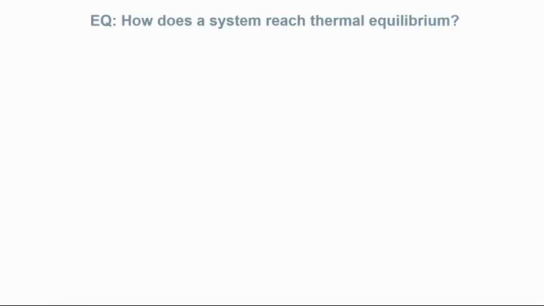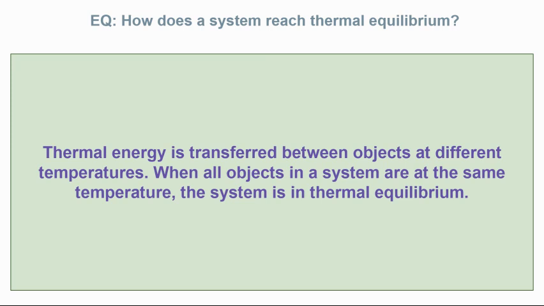How does a system reach thermal equilibrium? Thermal energy is a transfer between objects at different temperatures. When all objects in the system are at the same temperature, the system is in thermal equilibrium. So when they all reach the same temperature, we call that thermal equilibrium. So when your hot soup that you bring to school gets to room temperature, it is now all the same temperature, so we have reached thermal equilibrium.